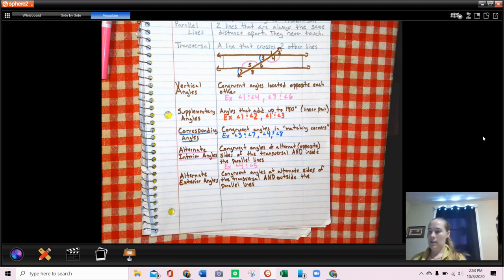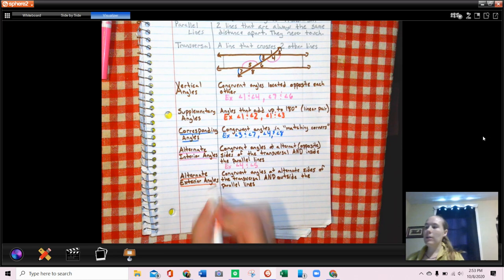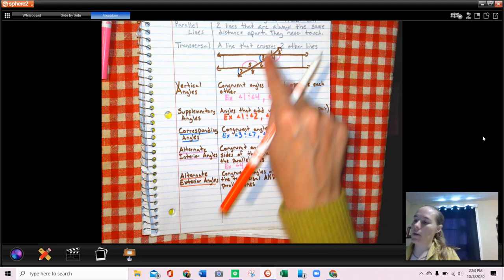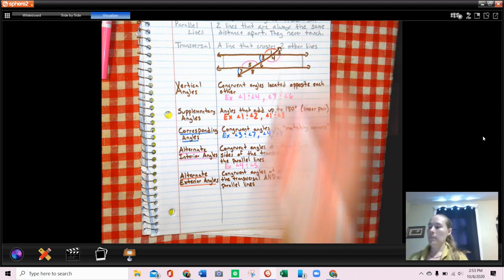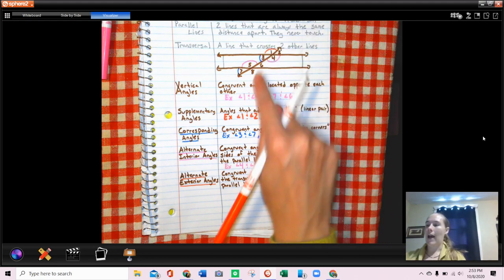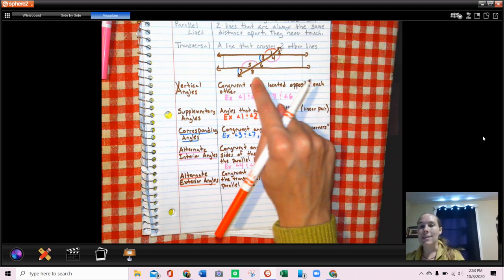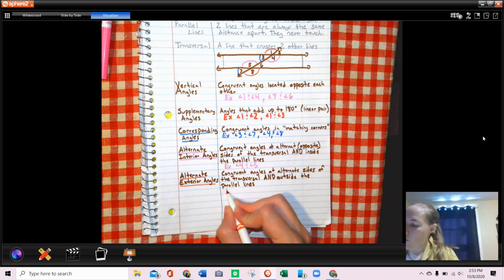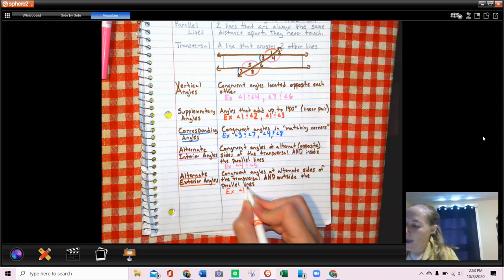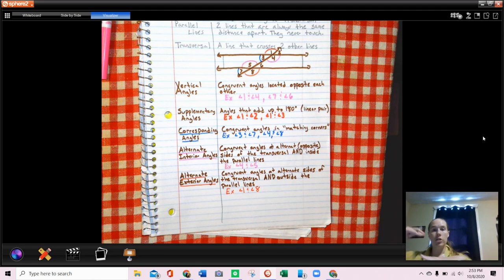So outside, I'm going to do this one in red. So outside means I can work with angles 1, 2, 7, and 8. So I'm going to start with angle 1. And so I go to the opposite side of my transversal, so it'd be angle 8. So angles 1 and 8 are alternating and they're exterior. So they're alternate exterior angles. Can you name the second pair of alternate exterior angles?